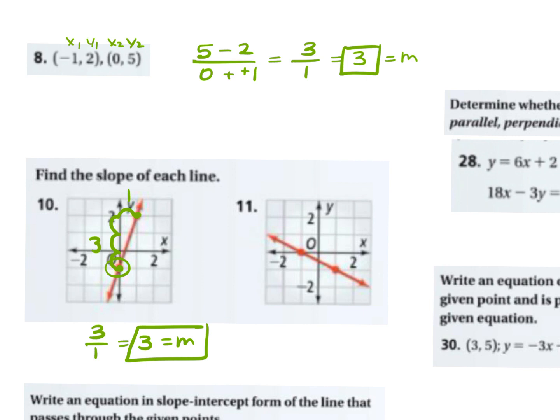And then this next one, you have 2 points again. Start at the one on the left, and you have to go down and to the right. So down is a -1, to the right is 2. So your slope here is -1/2.